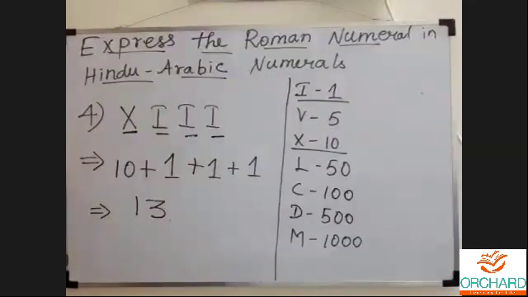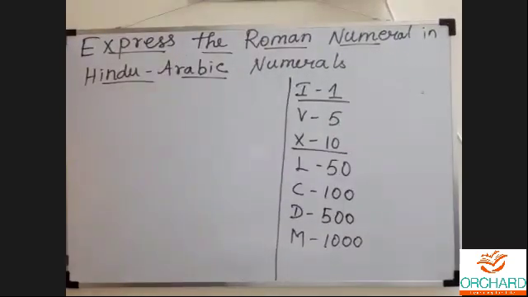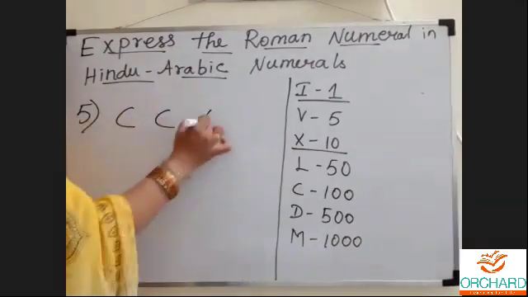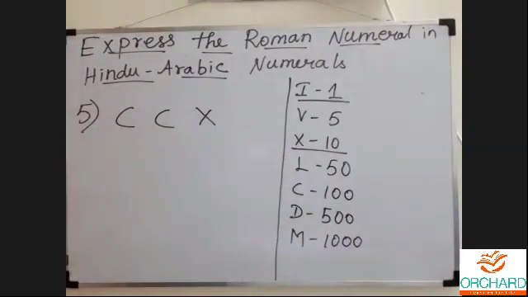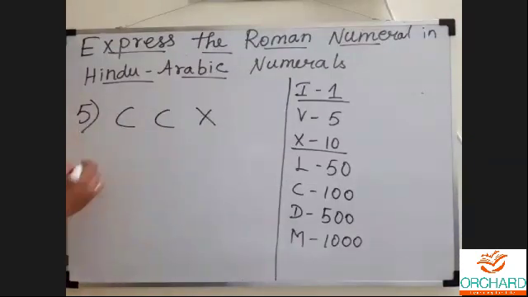Next problem. If you know, you can tell me the answer. Now the 5th problem, CCX. Here it is given in the form of a Roman numeral. We have to express this in Hindu-Arabic numeral. How can we express this? Just check the letter.